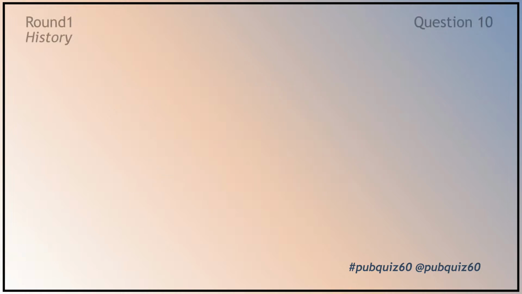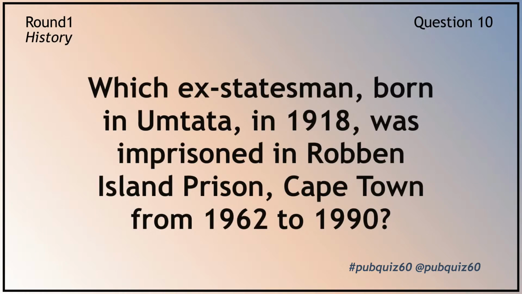And that takes us to the last question in the first round. Which ex-statesman born in Umtata in 1918 was imprisoned in Robben Island Prison, Cape Town from 1962 to 1990?